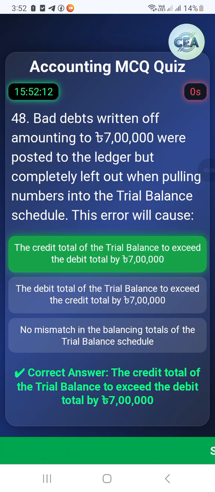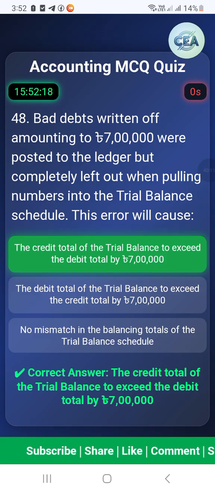Correct answer is the credit total of the trial balance to exceed the debit total by 700,000 takas.